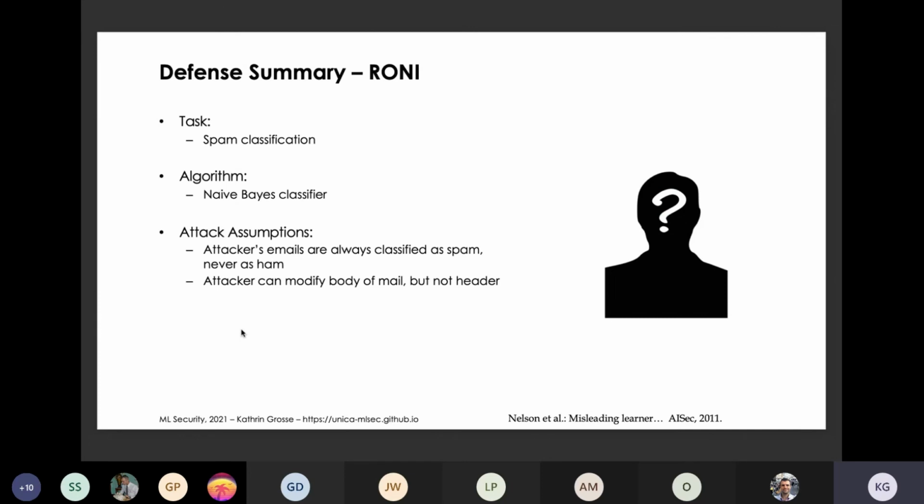So this time, the task we're trying to solve is spam classification. So you have spam emails, you have ham emails, bad and good, and then you try to determine for a new incoming mail whether it is spam or ham. And the algorithm that the authors use is the naive Bayes classifier. The assumptions made concerning the attack are that the attacker's emails are always classified as spam, never as ham, so whatever the attacker sends will be classified as spam, and that the attacker can only modify the body of the mail, but not the header.